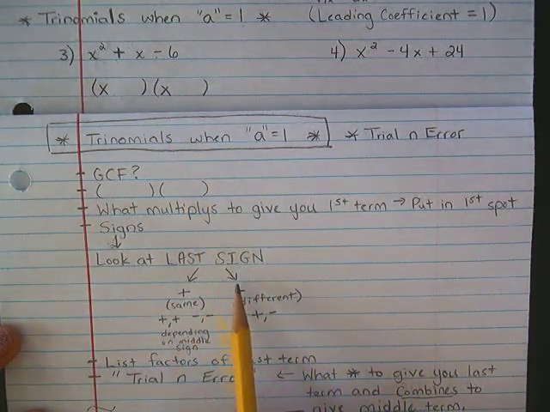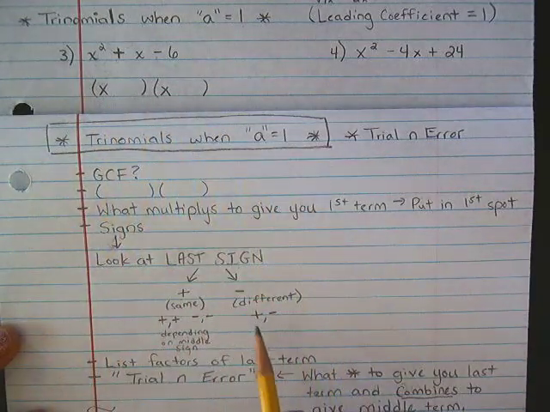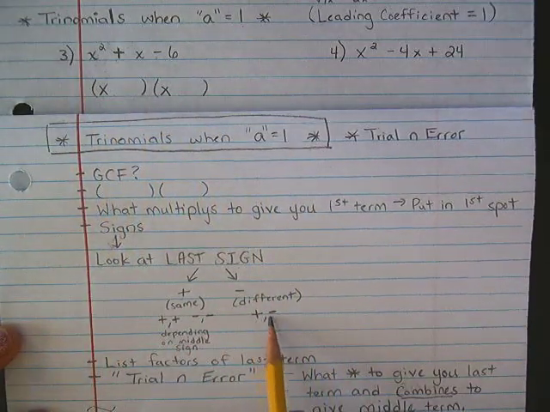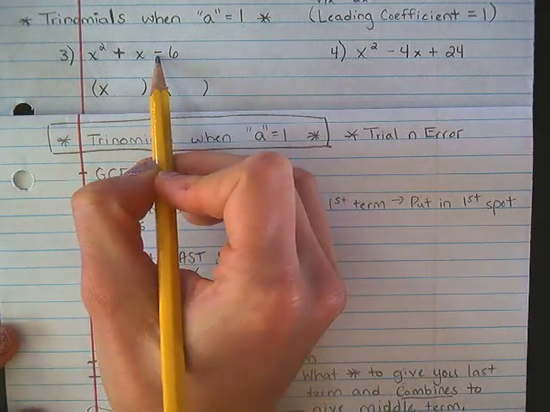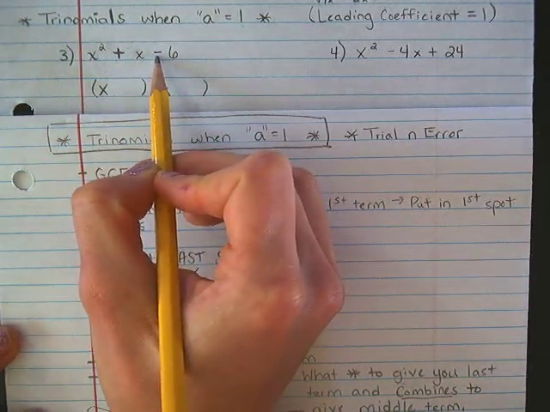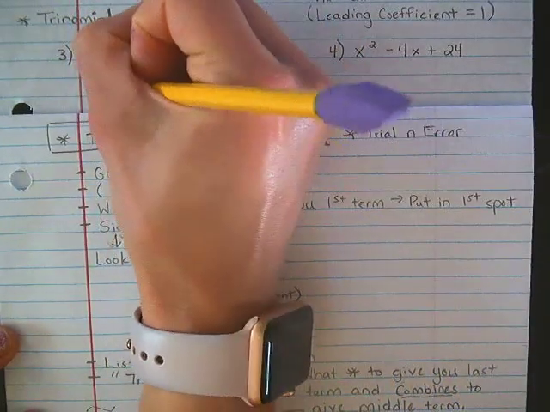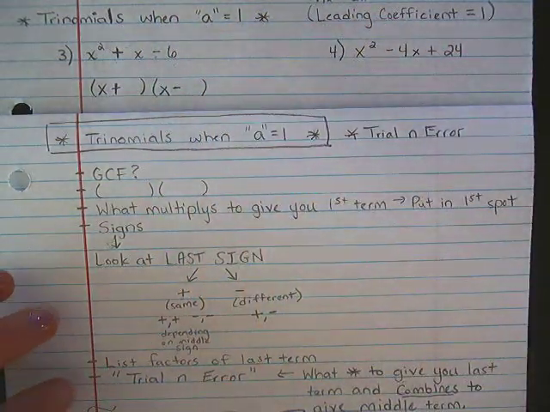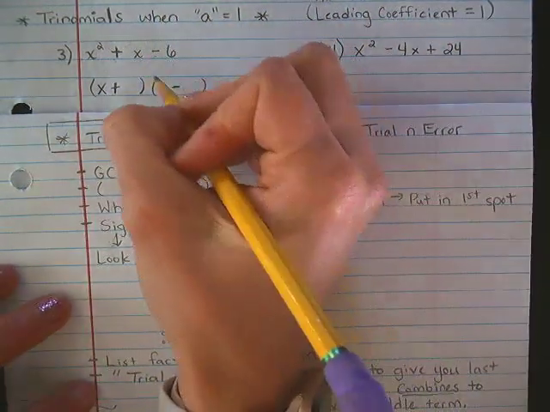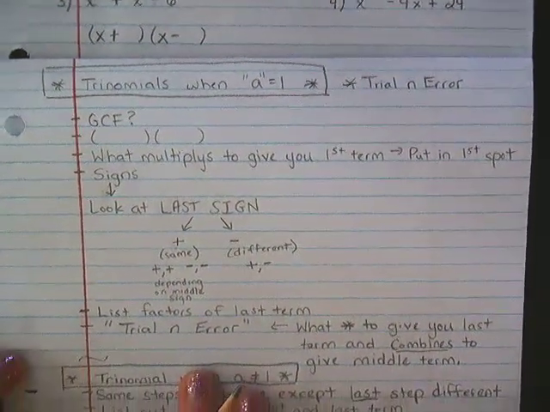Now, if your last sign is negative, that just simply means that the signs in your factors will be different. So there's going to be a plus in one and a minus in the other one. Okay, and so notice when we look at this one, the last sign is negative. So that means that these are going to have different signs. And this is a problem where you can go ahead and put the signs in. If it's a harder problem, then you won't be able to put them in yet. Okay, and so from there, we're going to move to the next step.